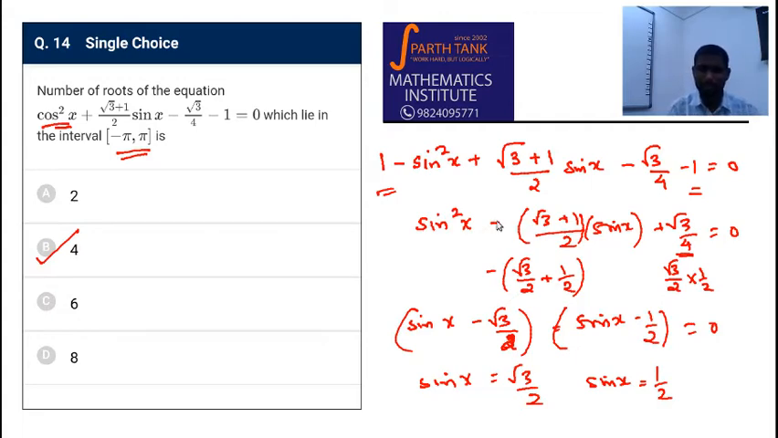A bit tricky question. Just convert it into a quadratic in sin x, and if you notice that these two are the sum and product of −√3/2 and −1/2, it is an easy factorization, and then you get known values of sin x, which are √3/2 and 1/2.